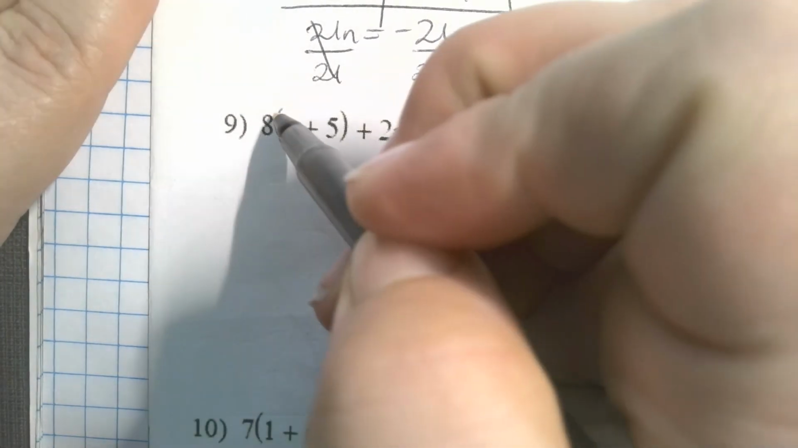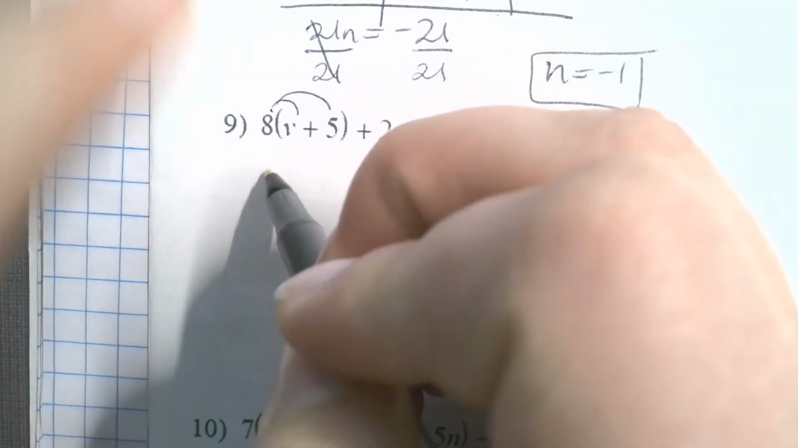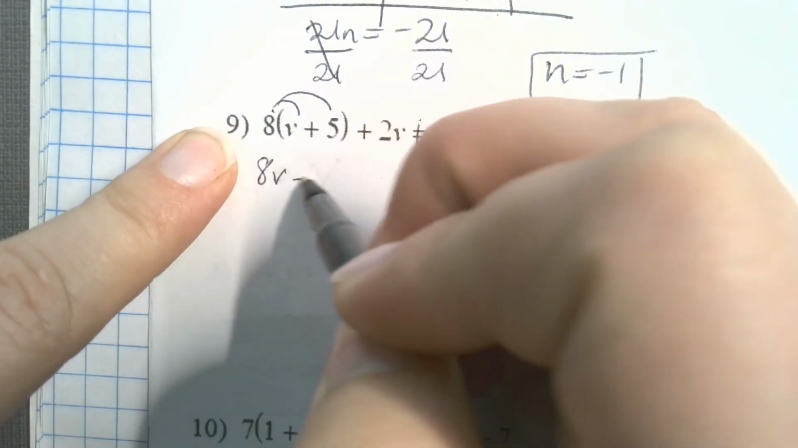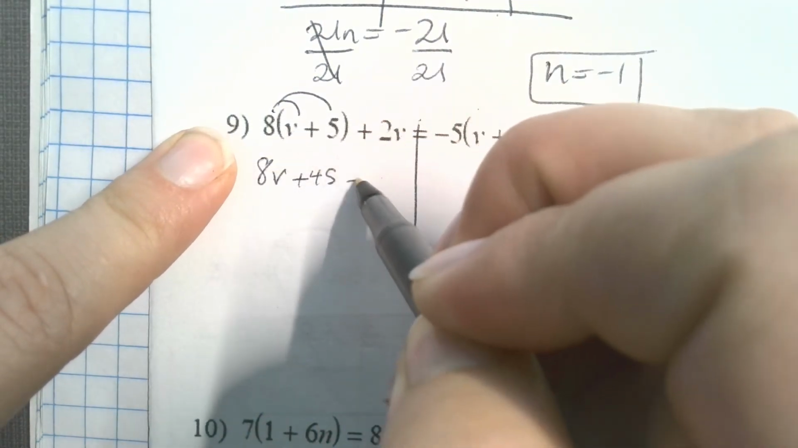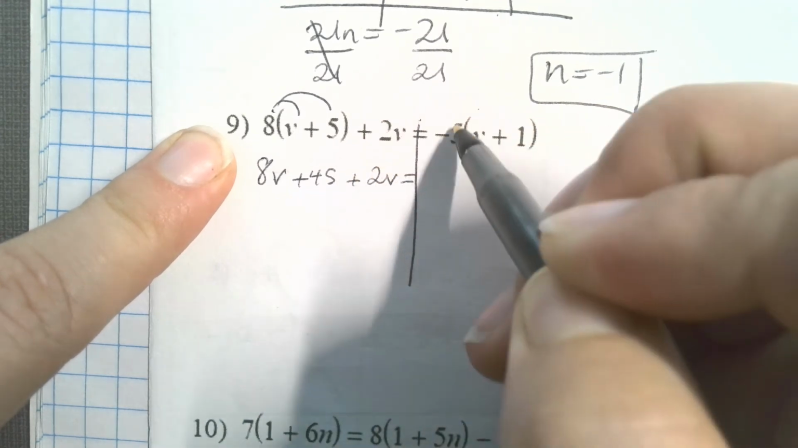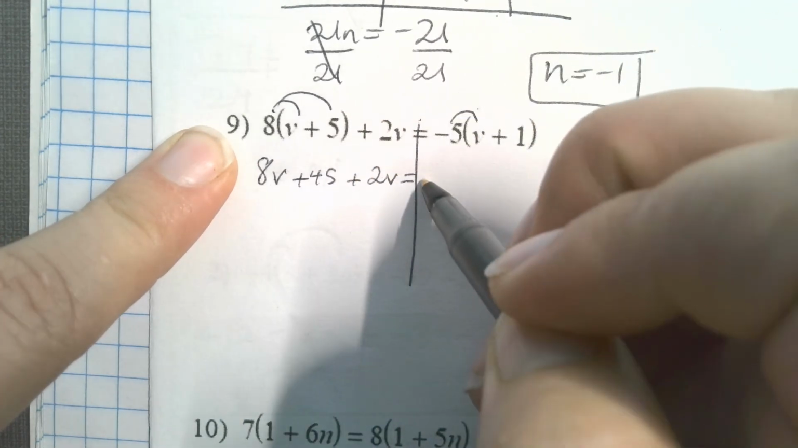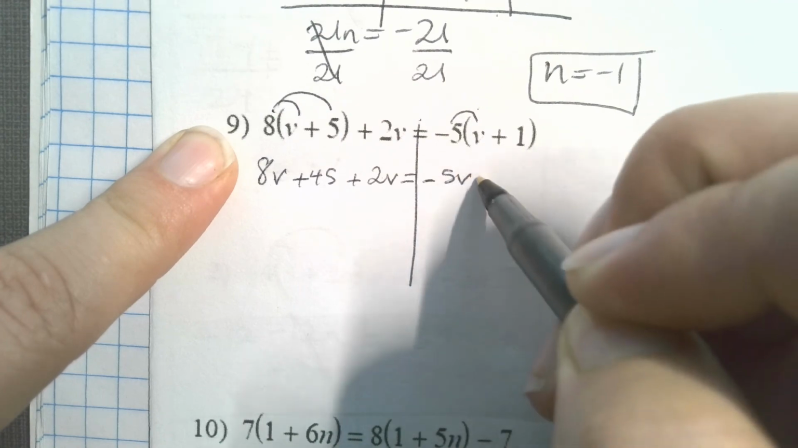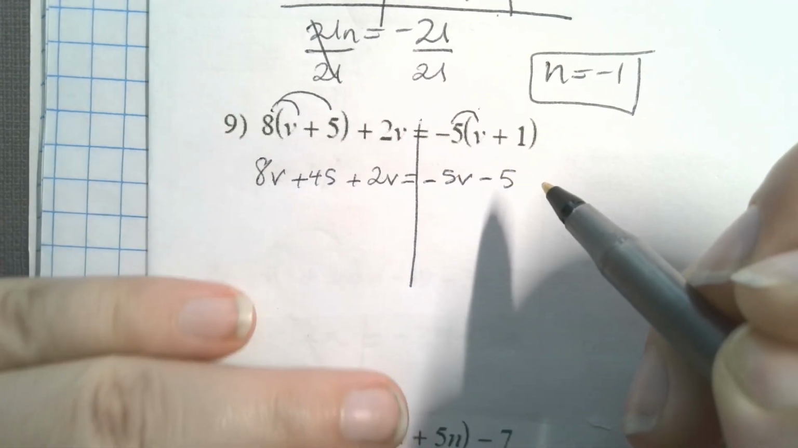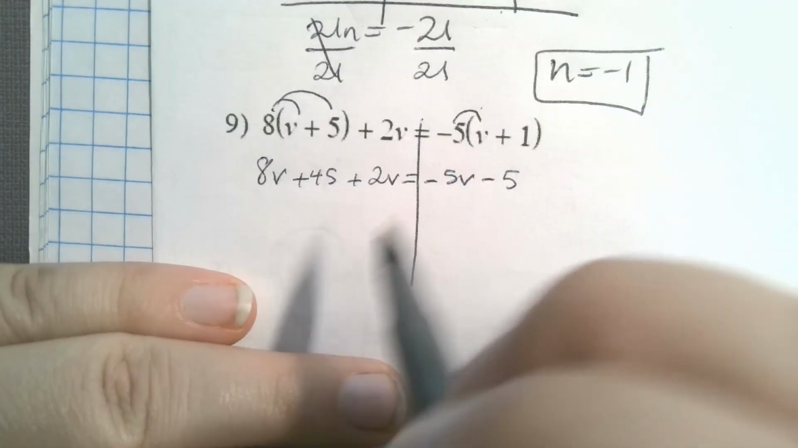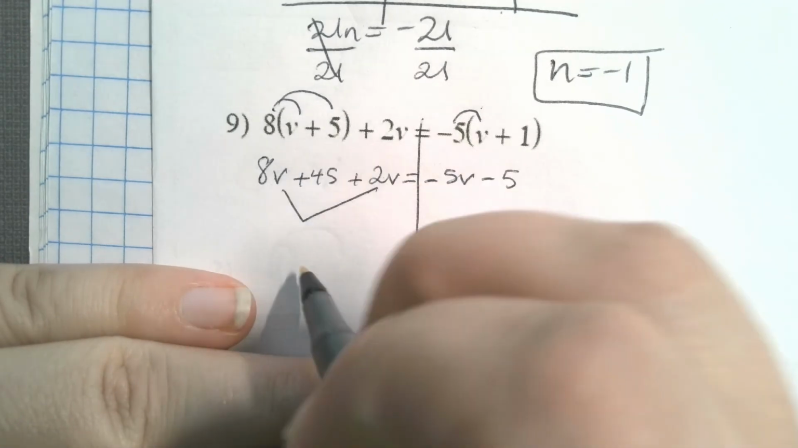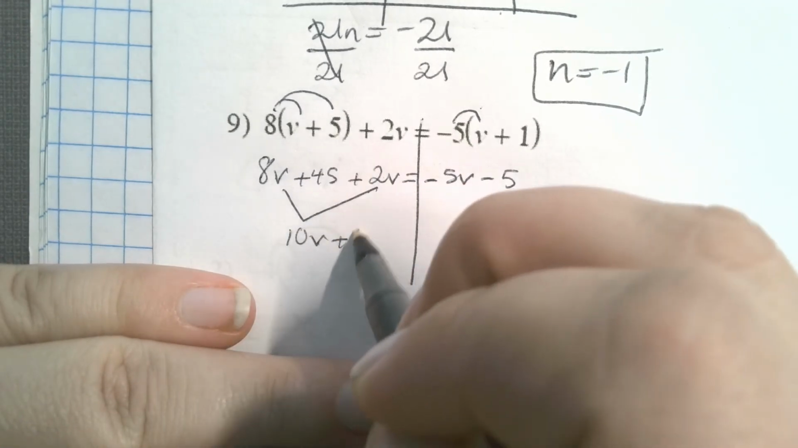Okay, I'm just going to go ahead and distribute. 8 times v is 8v. 8 times 5 is 40. Bring down the 2v. Go ahead and distribute the negative 5. So it's going to be a negative 5v minus 5. Then I'm just going to combine like terms. So I'm going to put that 8 and the 2 together. That makes 10v plus 40.